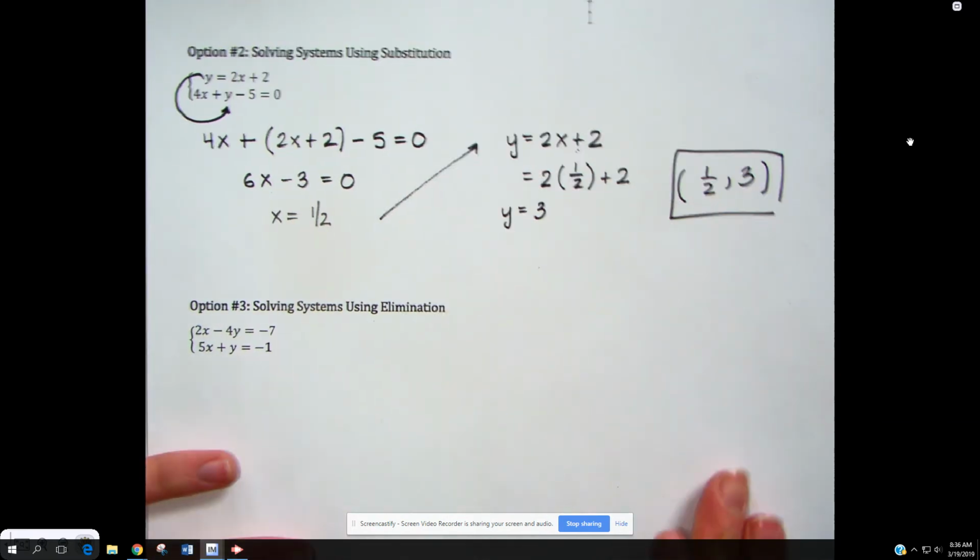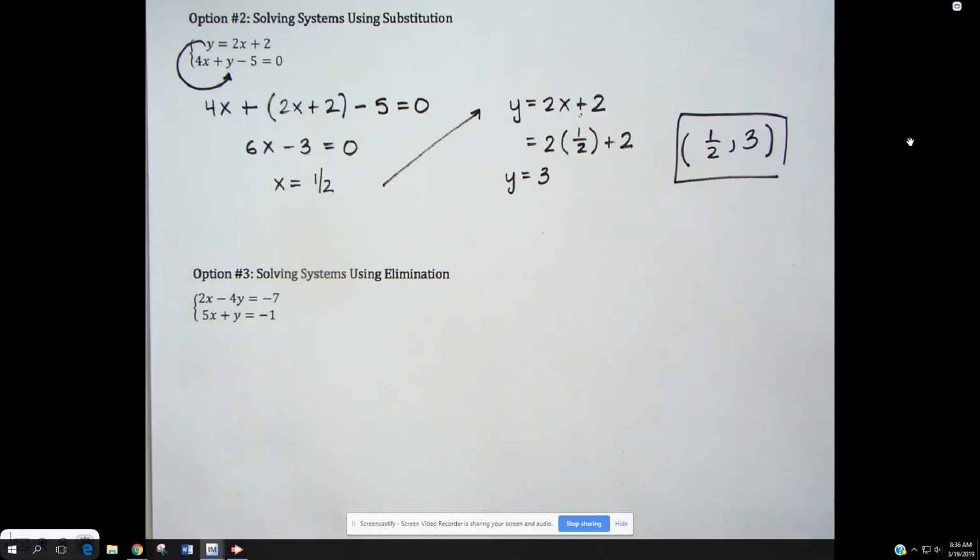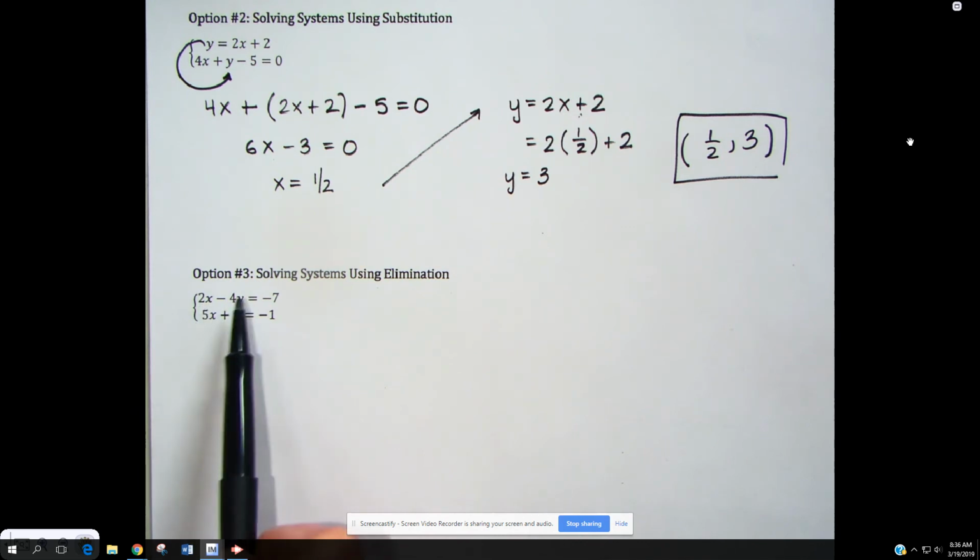Last but not least, we've got the elimination method. Now notice here I don't have one of my equations solved for y equals, although the second one would be fairly easy to do. You could really quickly turn this third example into a substitution question. But I want to illustrate elimination. With elimination, your goal is to get rid of a variable by adding your equations together. And the key, though, is to get it so that the coefficients on one of your variables would be equal and opposite.